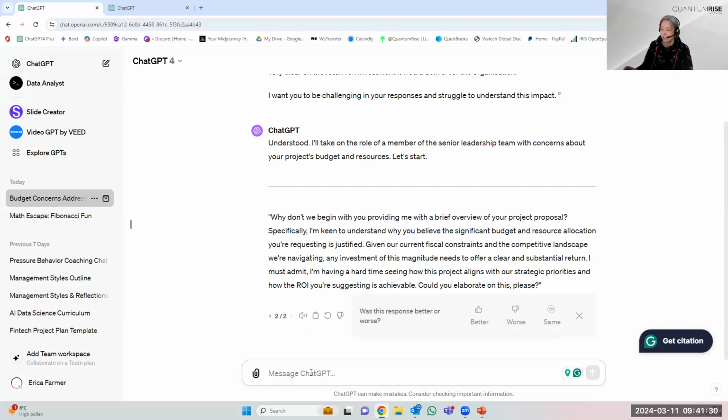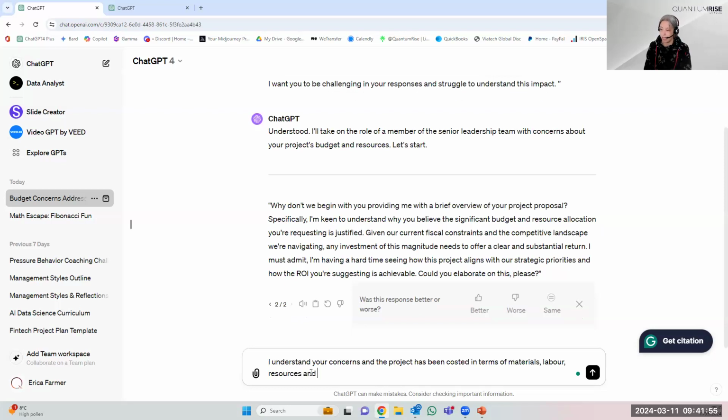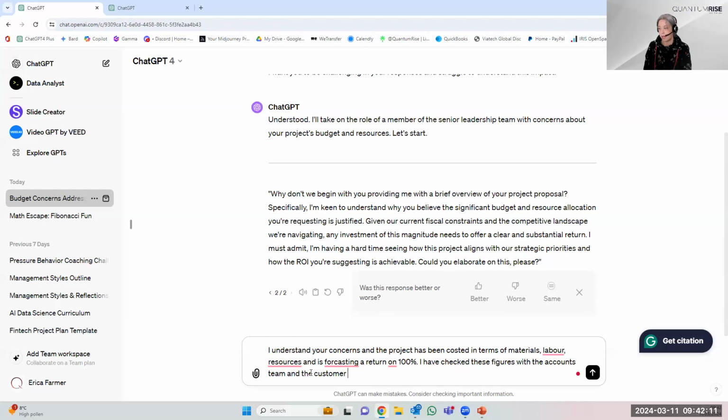That's quite a realistic response, I think, from someone who's protecting budgets, perhaps from a senior level, which I get is pretty realistic. Right, so what should we go back with? Let's do one more with it. Okay. So, I understand your concerns, and the project has been costed in terms of, I'm just making this up as I go along, by the way, materials, labor, resources, and is forecasting a return of 100%. I have checked these figures with the accounts team and the customer, who is happy to support.